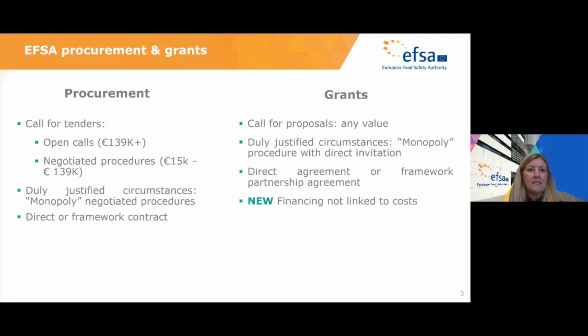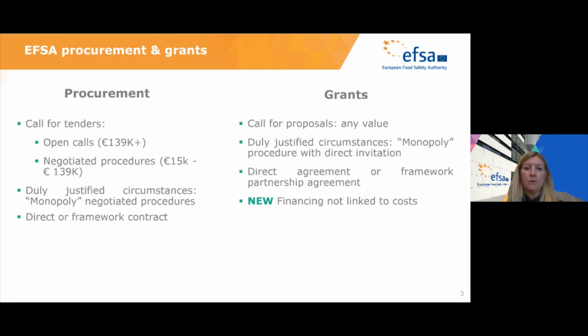Now, similarly to procurement, in duly justified circumstances, we also have monopoly grant procedures where we will have a direct invitation to potential grant applicants, inviting them to participate in a monopoly procedure. Again, strict conditions apply there for the use of that procedure. Usually we're inviting organisations that have a particular technical competence in that area.